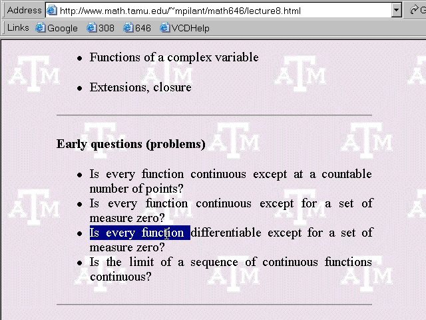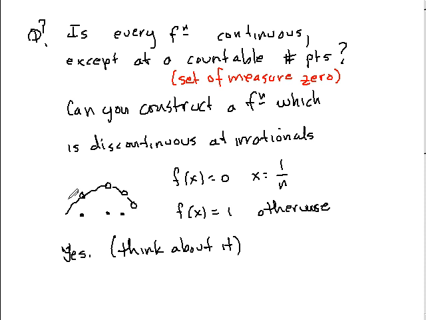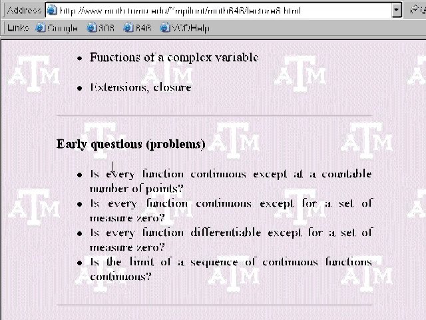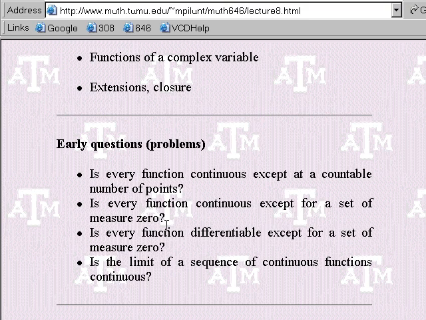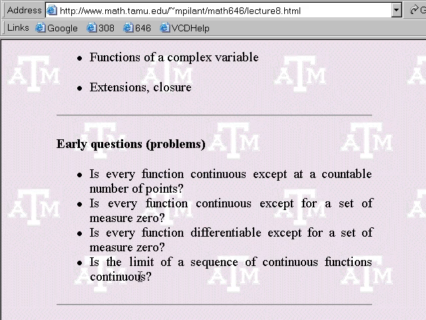Is every function differentiable except for a set of measure 0? This was widely believed early on to be true, that every function was essentially differentiable, because when you graph functions, you tend to graph things in a very smooth way. So they thought even if it's discontinuous, you can just throw away a point here or there, and you can make it smooth. So the answer is, again, no. Not every function is differentiable except on a set of measure 0. The Weierstrass function actually is a case of a continuous function which is nowhere differentiable.